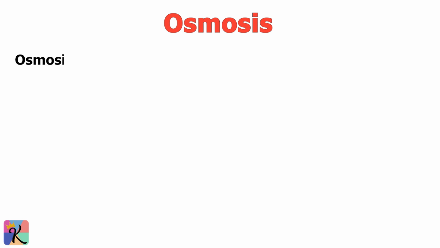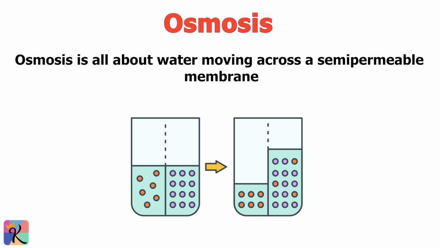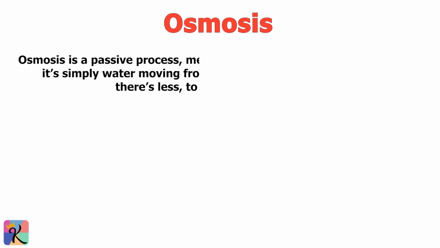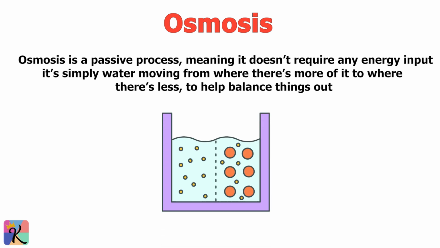At its core, osmosis is all about water moving across a semi-permeable membrane. That's a membrane that lets water molecules pass through, but keeps larger molecules or ions, like sodium or chloride, out. Osmosis is a passive process, meaning it doesn't require any energy input. It's simply water moving from where there's more of it to where there's less to help balance things out.